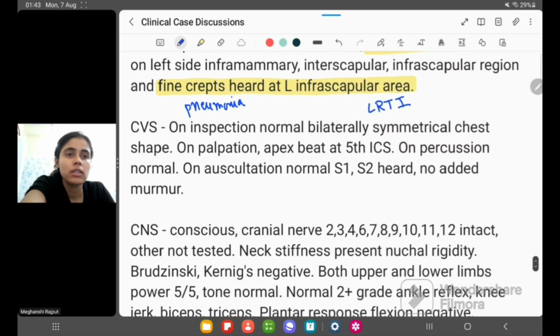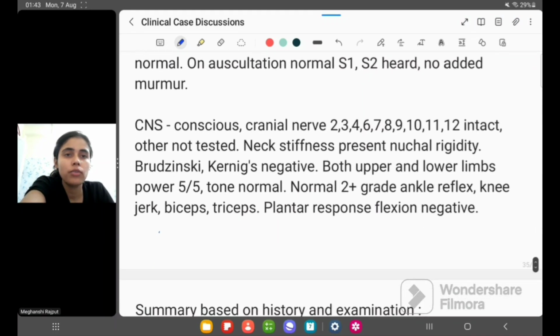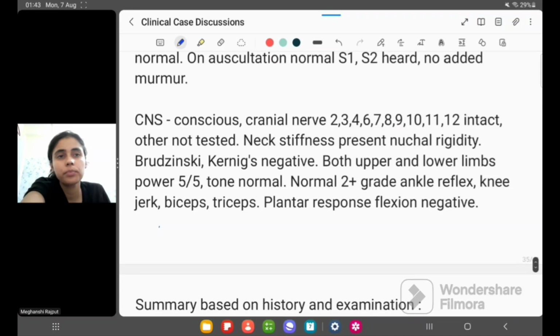CVS here is normal. For CNS, you don't start with orientation, but you can make sure that the child is conscious. You can check some attention or the memory of the child.